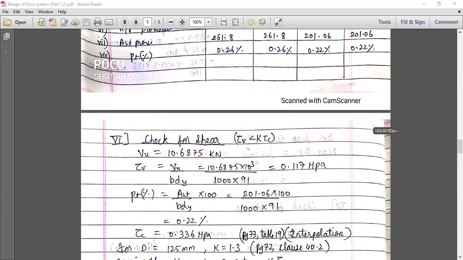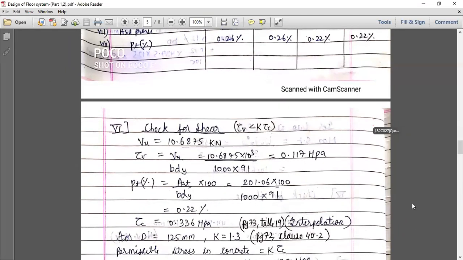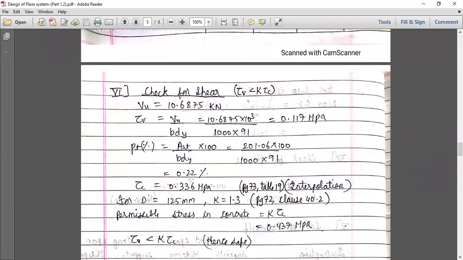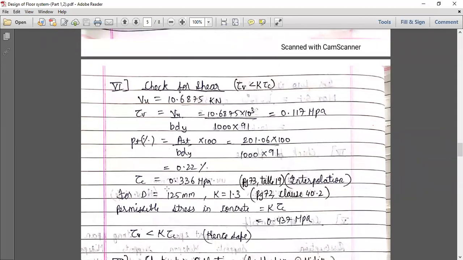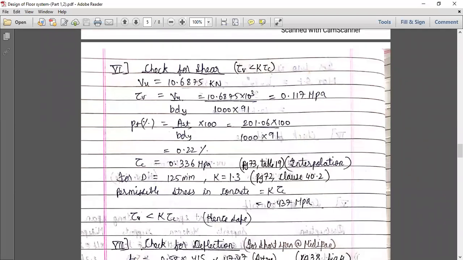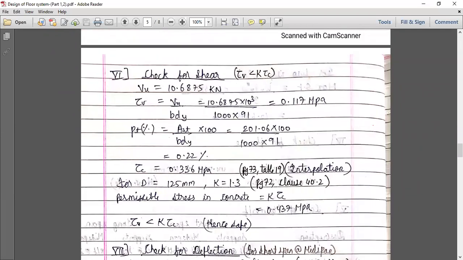Now we will find out the percentage: percentage is AST upon bd into 100, the lesser percentage which came out. Then on the basis of the grade of concrete and the percentage of steel, from page 73 we will find out the value of tau c. The tau c we got is 0.336.